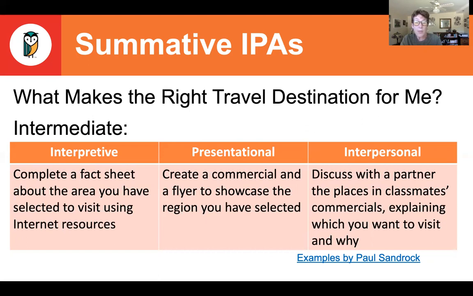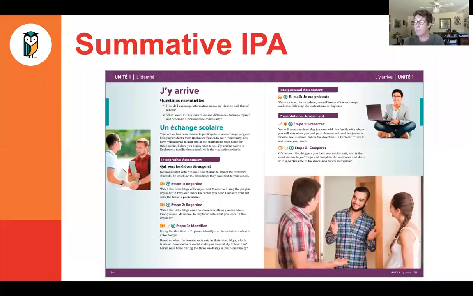Or interpersonal, they could discuss with a partner the places in classmates' commercials, explaining which they want to visit and why. So these are all grade-level activities at the appropriate proficiency level. We're going to walk through a quick IPA from our French series.